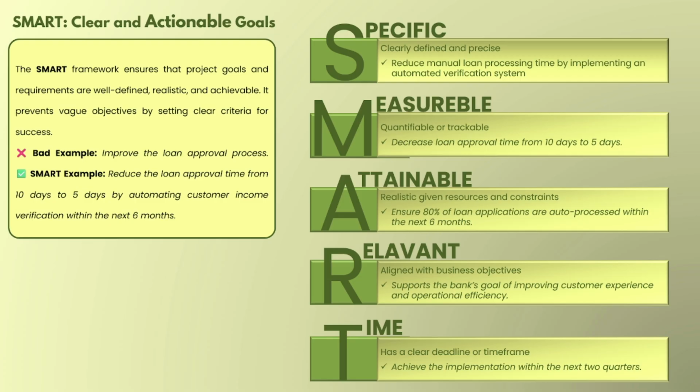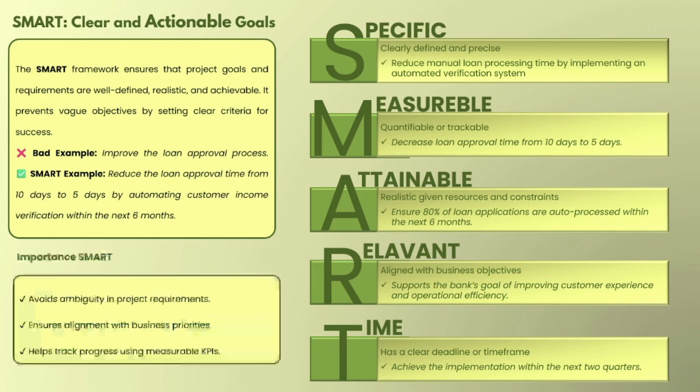So the time frame means they have provided that within the next 2 quarters, whatever we have decided for the loan management system can be achieved, but it should be attainable, means they have provided us a good time frame. It's not that they have provided 1 month, or that within 2 months the entire project should be launched. So each and every category of SMART should correlate with each other, and that makes a SMART requirement.